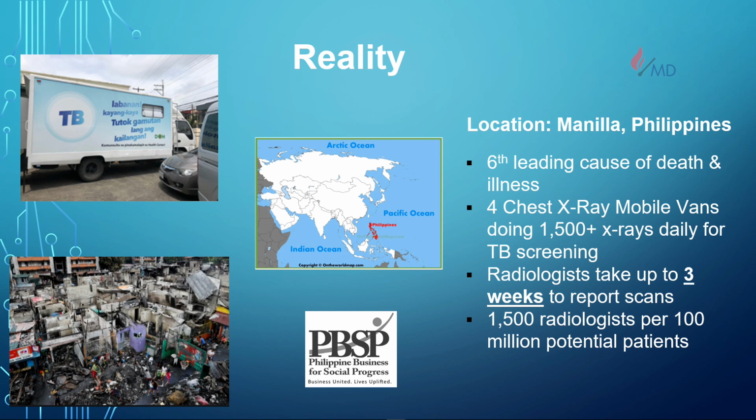So how do they screen for tuberculosis? They actually have these chest x-ray mobile vans that drive out of Manila and go into the suburbs, and they do chest x-rays on a first-come, first-served basis for patients. So they go to a lot of slums and a lot of rural areas, and they do typically about 1,500 x-rays daily for TB screening.